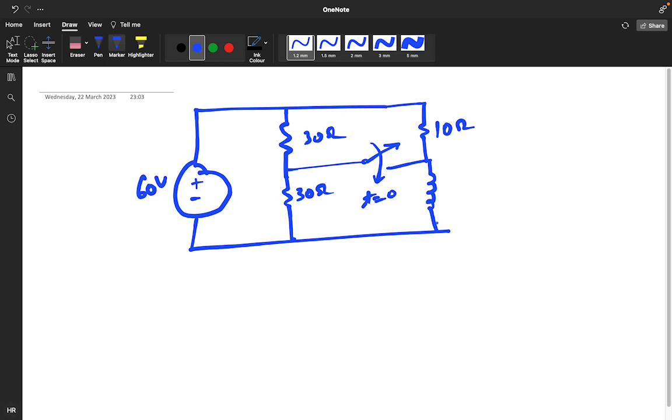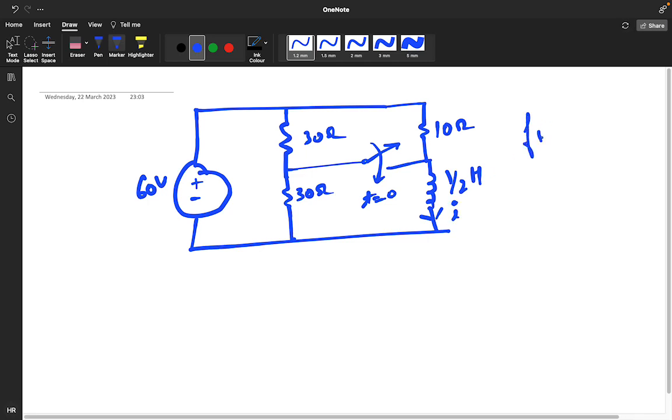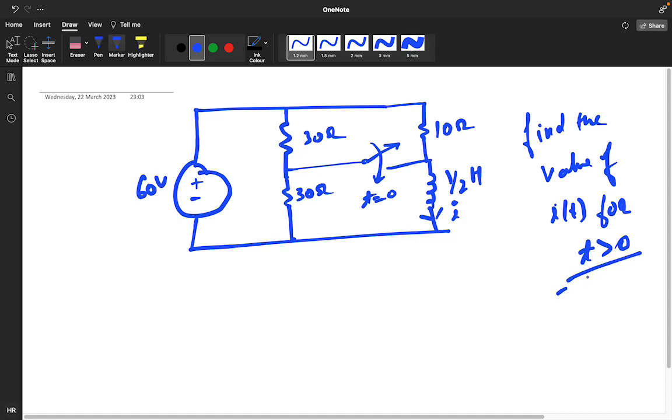This particular element is your inductor. Its value is 1 by 2 Henry. And this is I. So you need to find the value of I of t for t greater than 0. So this is your homework problem. Just try this question, and we'll discuss it tomorrow anyway, but you need to practice this question.